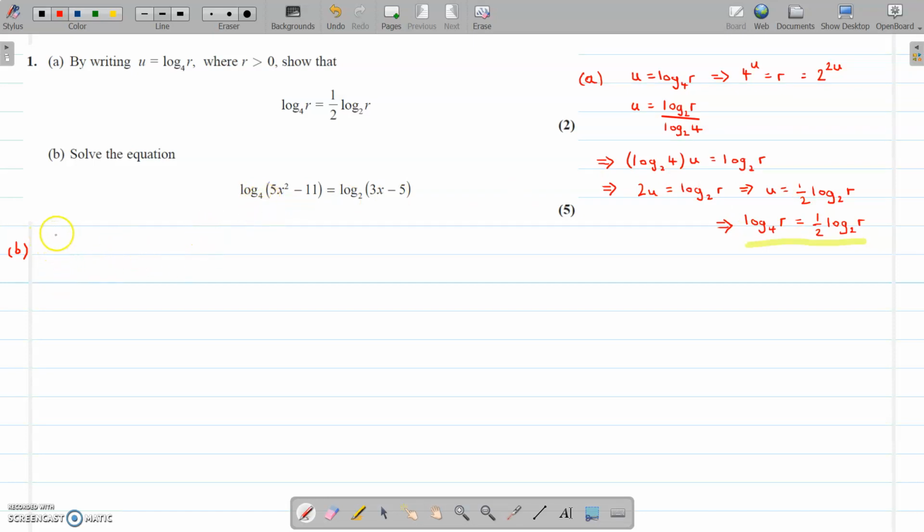All right, so my first point of reference is that, and I'm going to write a half log to base 2 of 5x squared minus 11 is equal to log to base 2 of the other part, 3x minus 5. Okay, so I have immediately used the result that I have just proved.